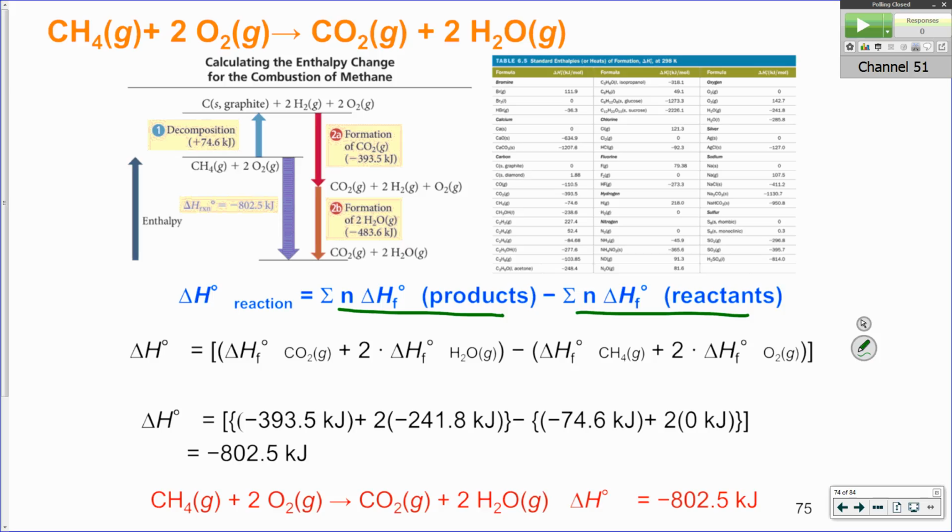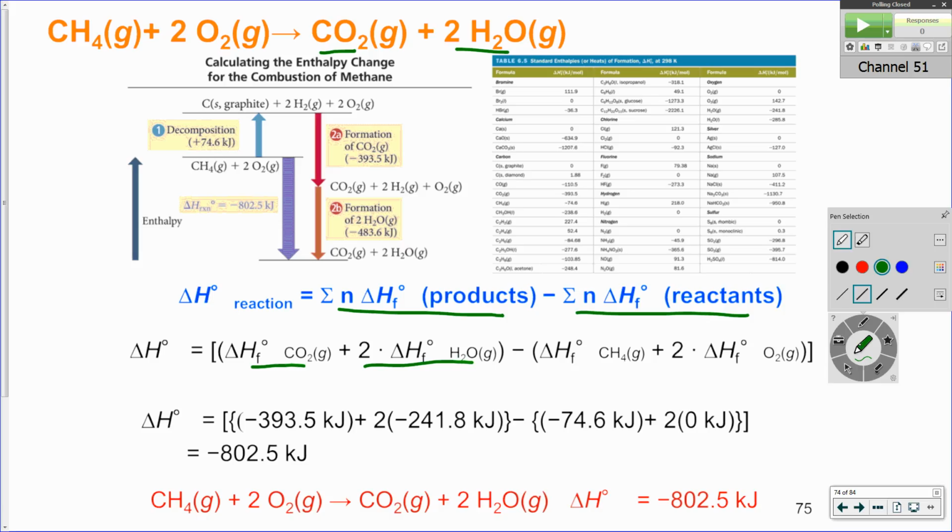Now this is the table. It's in much too fine a print here, so I went to the next page. So I need to look, what are the products? The products are CO2 and 2 waters. So it's going to be the enthalpy of formation of CO2 plus 2 times the enthalpy of formation for water, and then minus that of the reaction. So I've got a set of parentheses. All of this is going to be inside these parentheses.